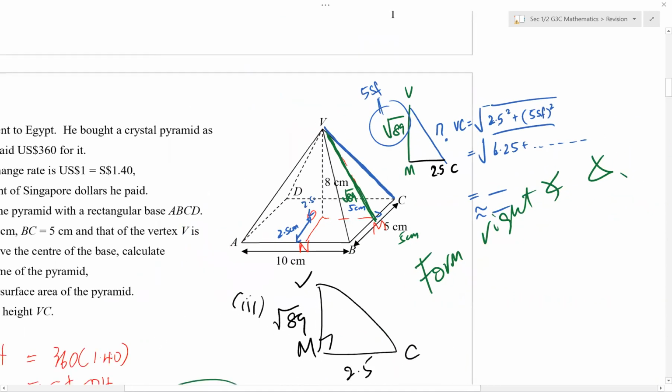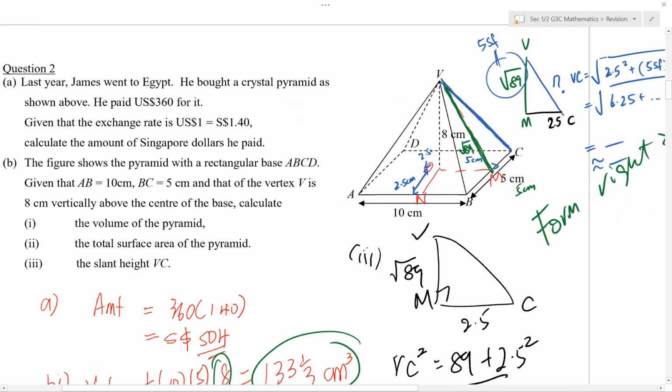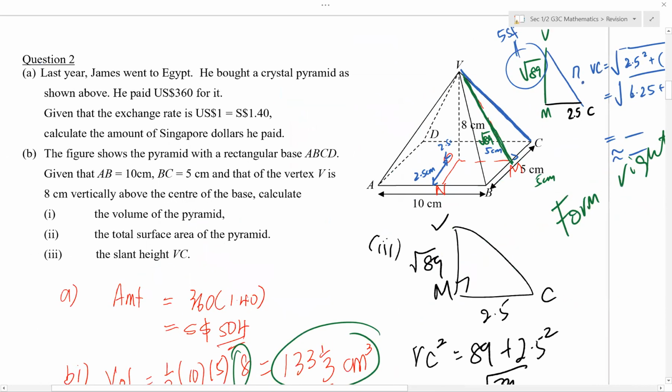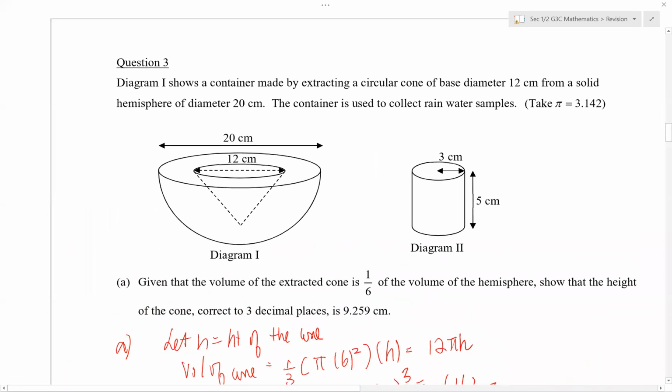That was question 2. Now question 3. Question 3, we've got a container made by extracting a circular cone of base diameter 12 cm from a solid hemisphere. So this, as shown in the diagram, 12 cm. Then the keyword, hemisphere, half a sphere.